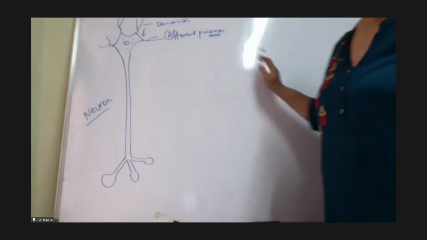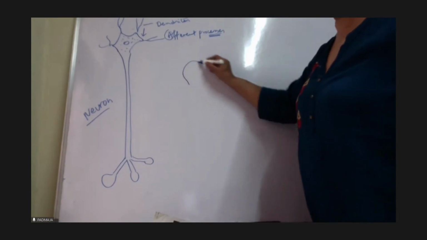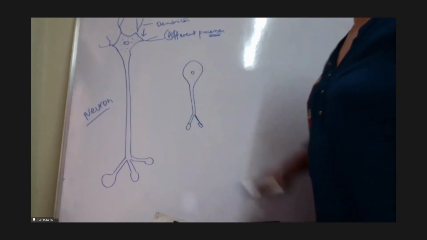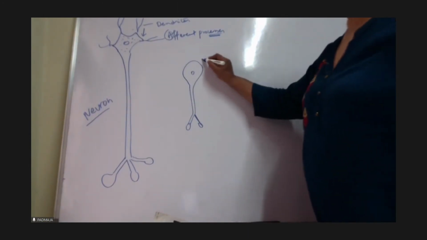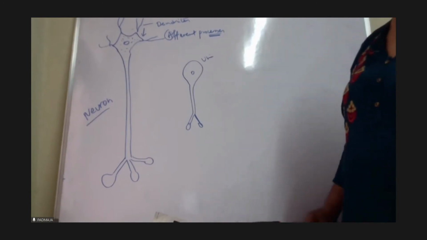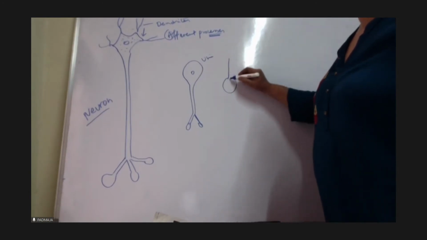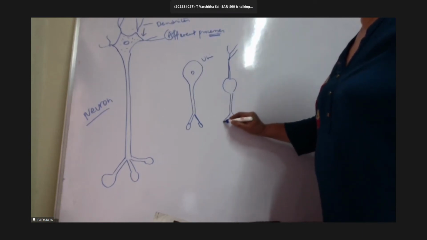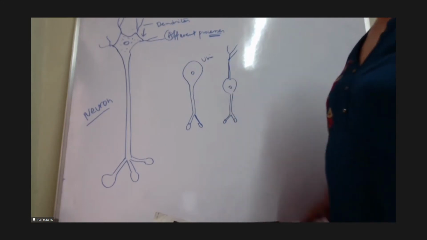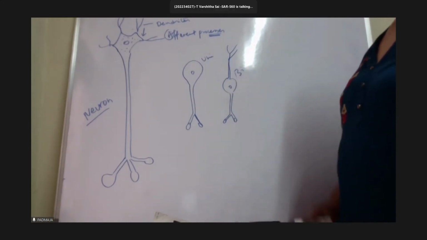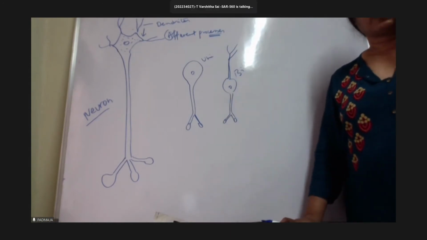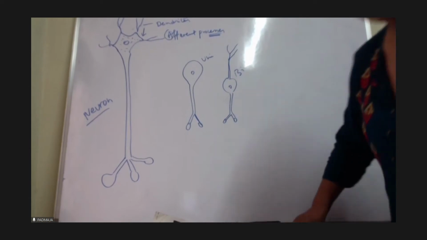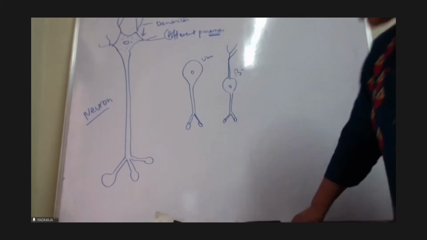Depending upon the number of processes, we are already done. If afferent processes are absent, in the embryo, it is unipolar. One afferent process and one axon is bipolar, where we could see in the eyes, the retina of the eye, the sense organs. And one example they gave is the retina. Got it? Clear? Now next.